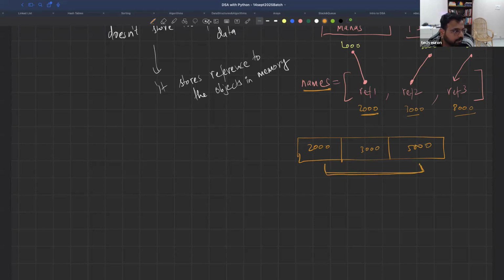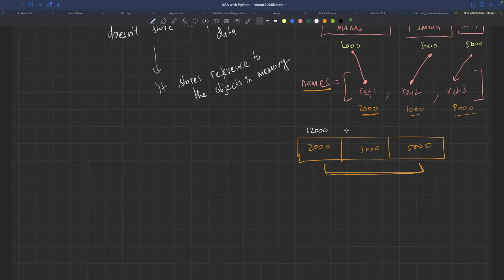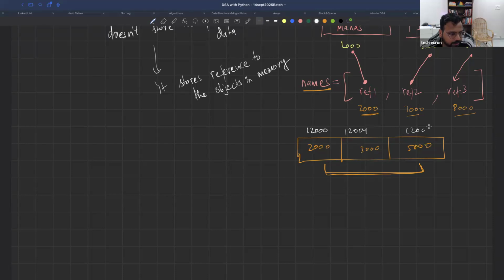This is at some memory location. This memory location is maybe 12,000. This is maybe 12,004, and this is 12,008. I don't know if you are able to read the green color. Let me write it in white. This memory location is 12,000. This memory location is 12,004, and this is 12,008.